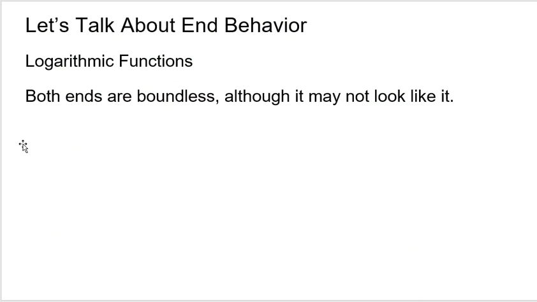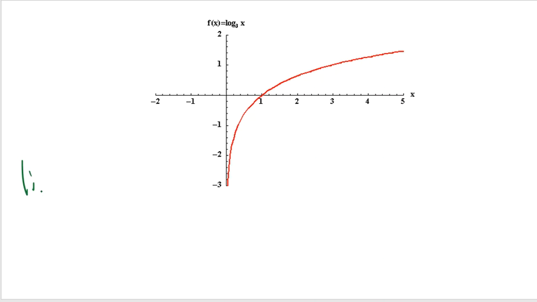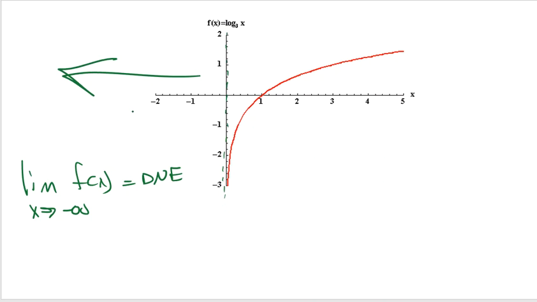All right, let's talk about logarithmic functions. Logarithmic functions, both ends are boundless, although it may not look like it. So here's an example of a logarithmic function. And some people say, oh no, the left and the right side, they're going somewhere. No, they're not. Listen, first off, if I said, hey, what's the limit of this function as x goes towards -infinity? Well, that would be a DNE, because the graph isn't even allowed to go toward -infinity. It's basically stuck with a vertical asymptote at 0. So as I go further and further to the left, there's nothing over here. It's just empty.